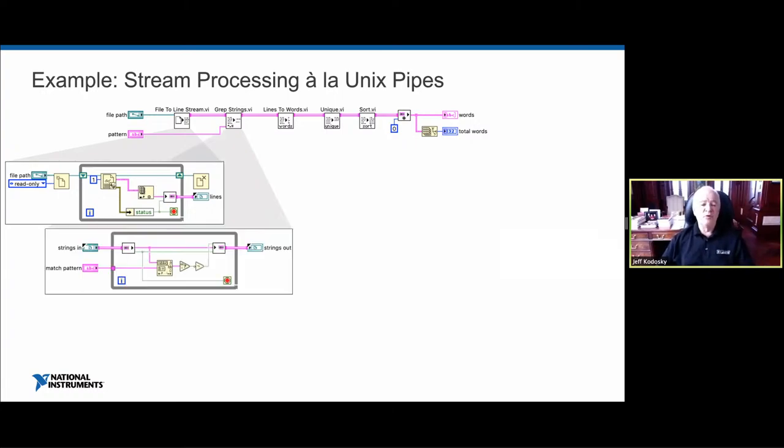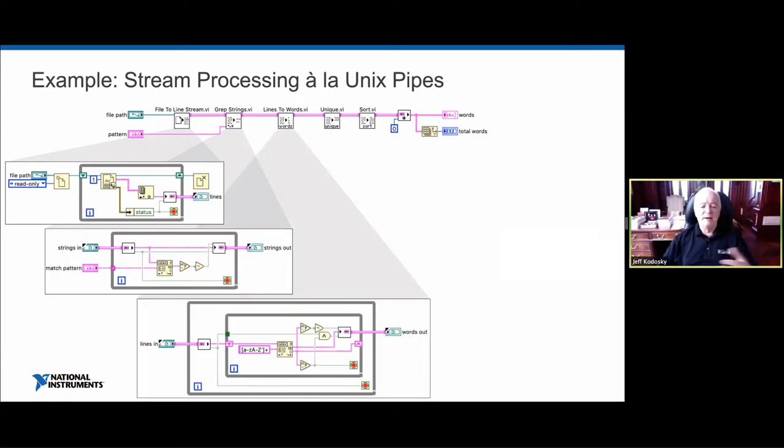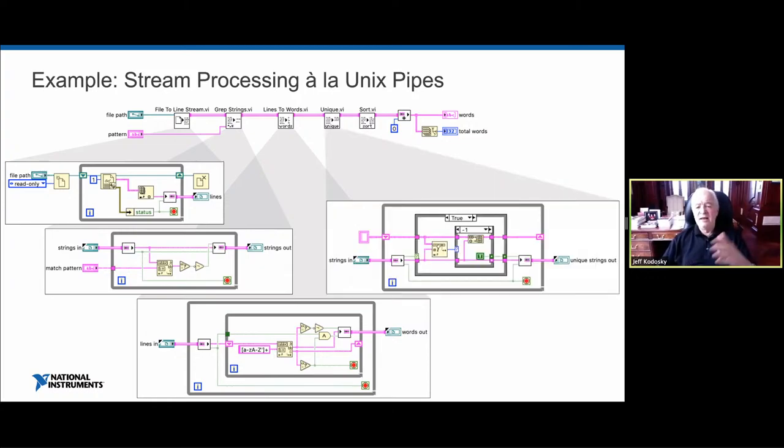The second one filters that stream of strings, and passes through only the ones that satisfy a certain pattern. So this is like grep on the Unix command line. This one reads in a stream of strings and breaks each string up into individual words. So it writes out many more strings on the output than it reads on the input, basically the number of words per line, and so on.